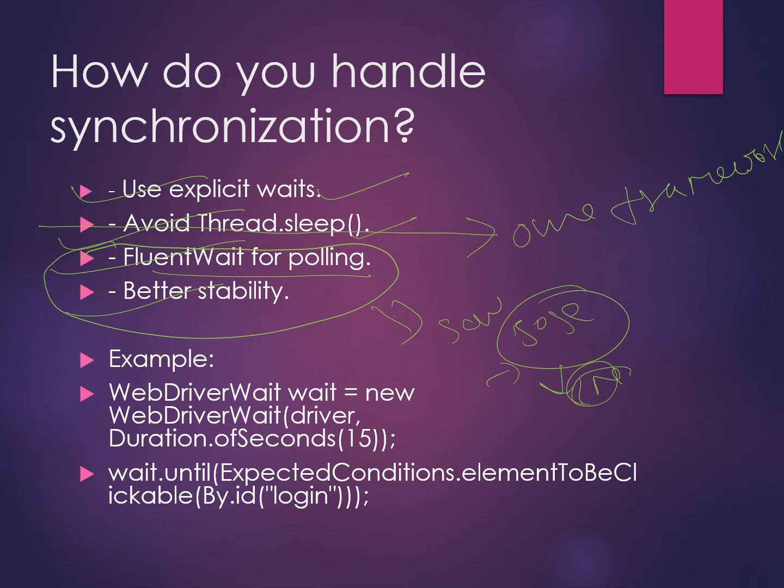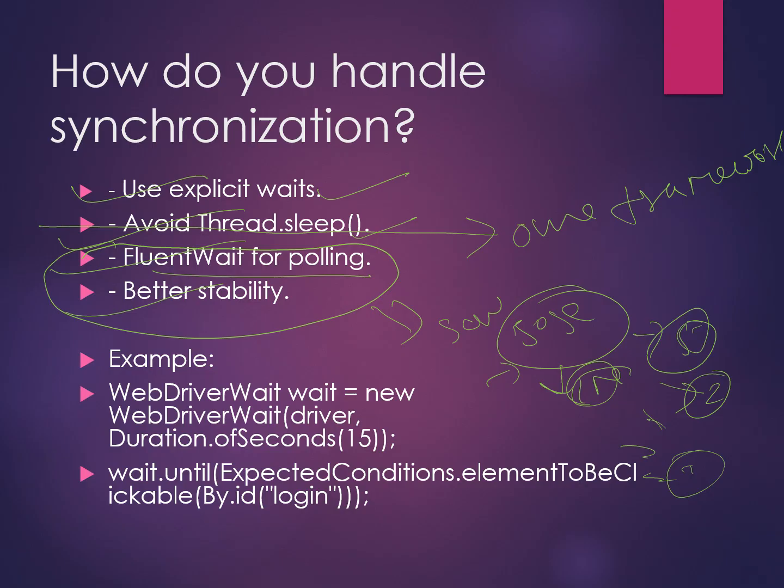But the beauty of the fluent wait is the polling. It will wait and check every 2 seconds, every 2 seconds, every 2 seconds. Whenever the element is visible, then we move to the next step. It is reliable and has better scalability also.